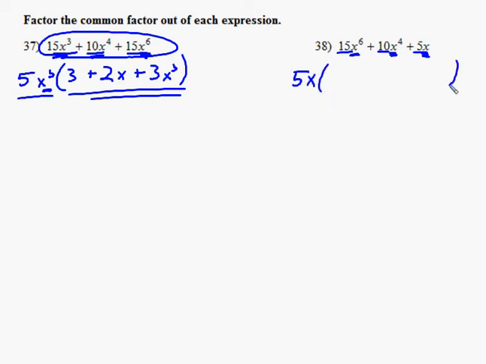And then we're going to see what multiplies to get this. So 5x times what gives 15x to the sixth? Well, to get 15, we need a 5 times 3. To get x to the sixth, we need an x times an x to the fifth. And that would give x to the sixth. Plus 5 times 2 would give the 10, and x times x cubed would give the x to the fourth.